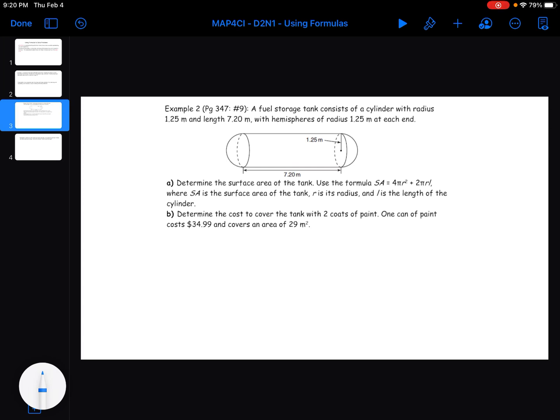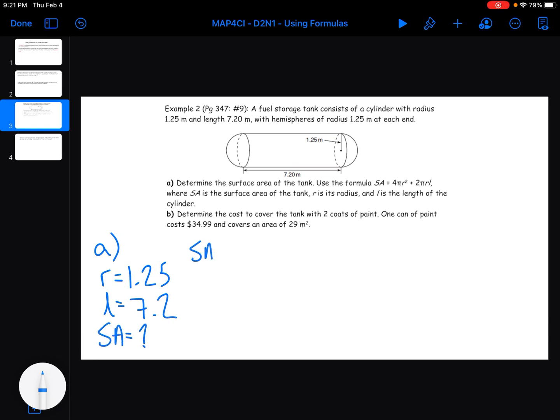All right, so if we look at another example, we've got a cylinder with two half spheres shoved on the ends. It's a fuel tank. It's got a radius of 1.5 meters on the ends. It's got a length of 7.2 meters. It says determine the surface area of the tank. Use the following formula for the surface area of the tank, where R is the radius and L is the length. So for the given, I'm going to write down R equals 1.25, L equals 7.2, and SA is what we're trying to find.